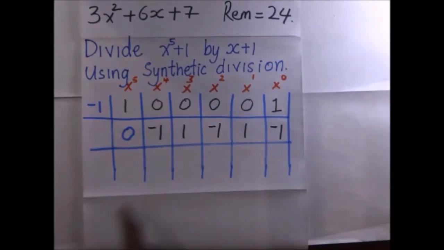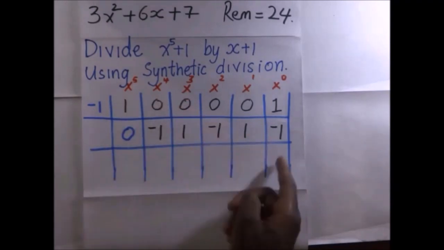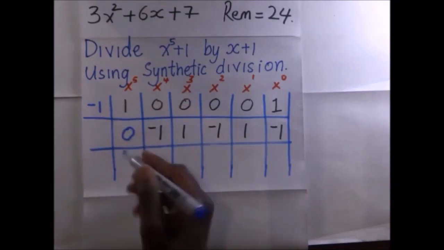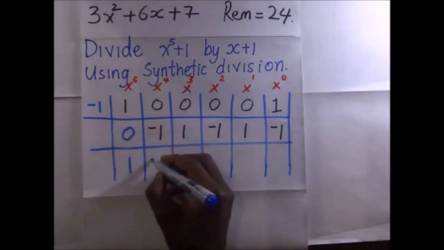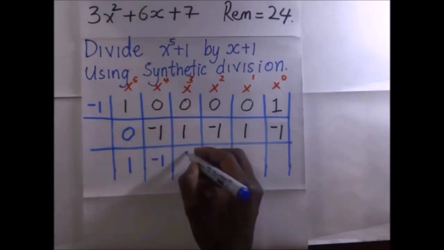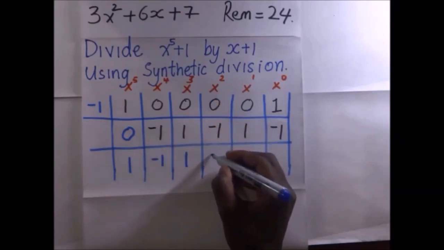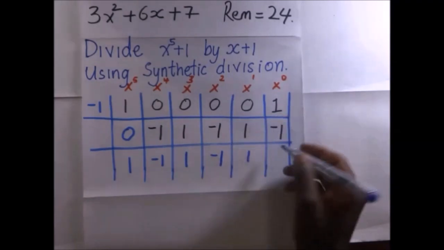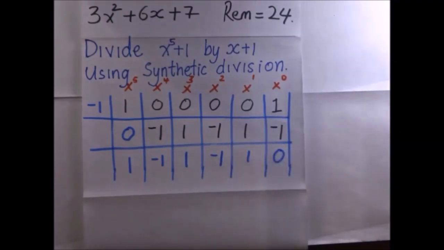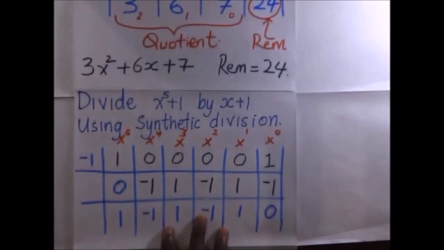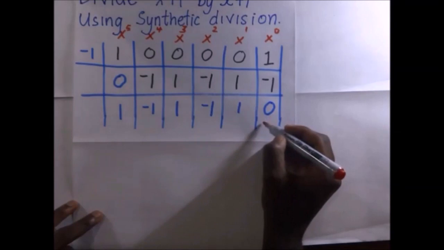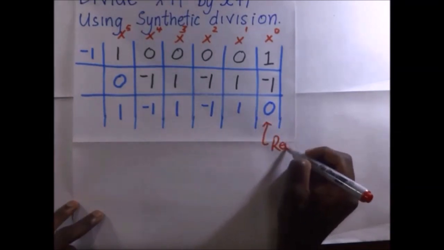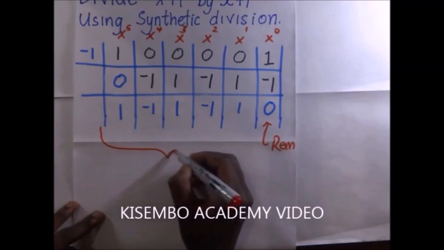Then you go on and add up to the end. So 1 plus 0 here is 1. 0 minus 1 is negative 1. 0 plus 1 is 1. 0 minus 1 is negative 1. 0 plus 1 is 1. And 1 minus 1 is 0. From that, our last term here, just like in our previous example, gives us the remainder. So our remainder is going to be 0. And then our quotient is that.